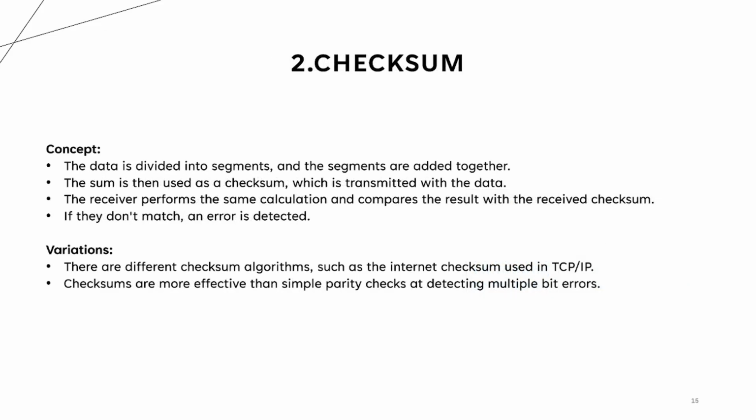Then we move to the checksum. Checksum also has two parts. The first one is the concept and the second is variations. First, we talk about the concept. The data is divided into segments and the segments are added together. The sum is then used as the checksum, which is transmitted with the data. The receiver performs the same calculation and compares the result with the received checksum. If they don't match, an error is detected.